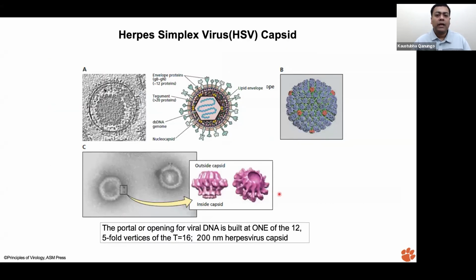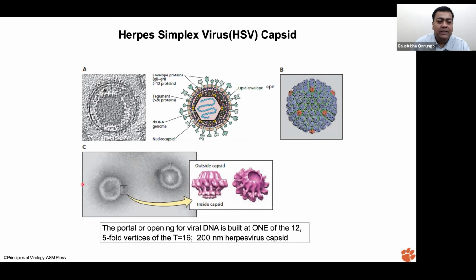Next, we are looking at a very complex virus, which is herpes simplex virus. This does have a very unique structure. What happens is that the portal, or opening for the viral DNA, is built on one of the 12 5-fold vertices. And here, this is a T equal to 16, 200 nanometer, very large herpes virus, a double-stranded DNA virus. And what you can see is just a slice of the cryo-EM tomography. Although the image analysis needs to be done by the computer and you cannot see it directly, right here is the portal.